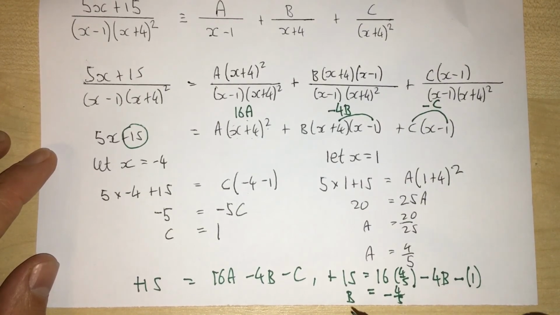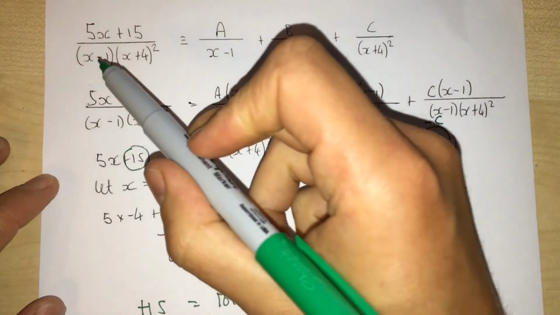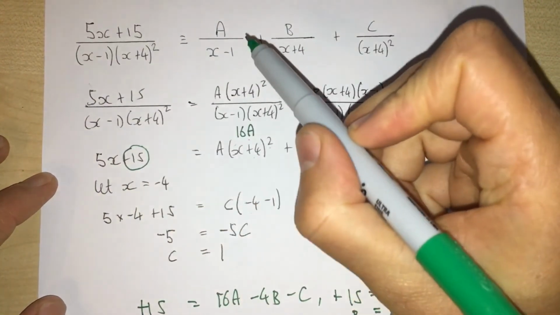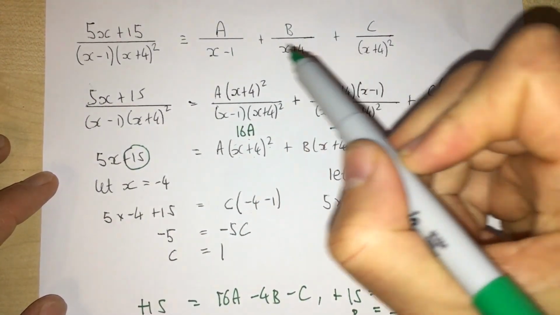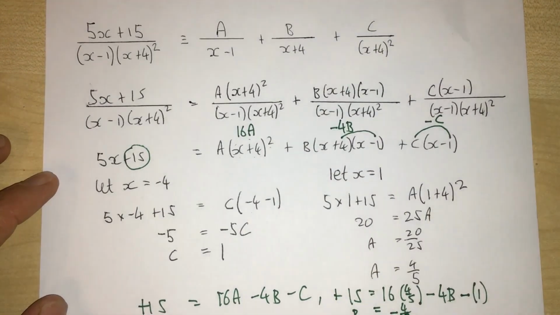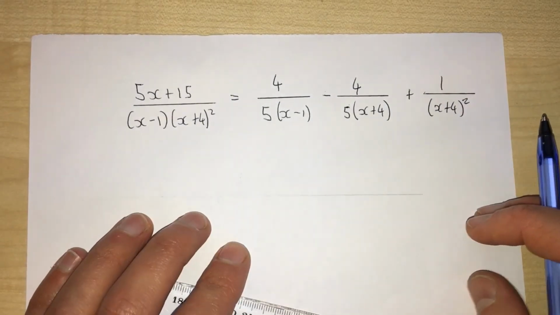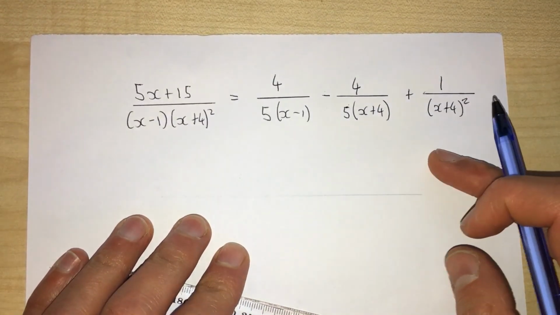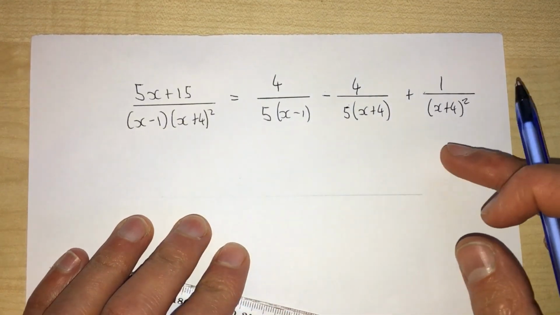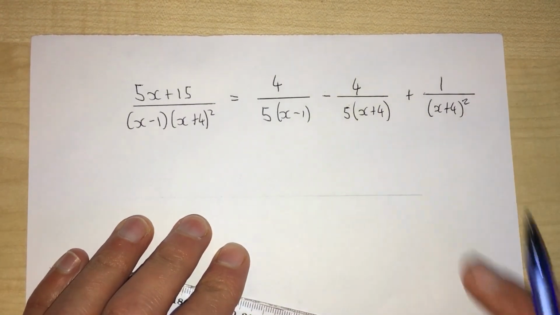And as I said previously, it's good practice to write this bit out again with the value of a, b and c filled in. I'm going to do that now. Writing it out clearly shows the examiner that you mean business and that you know what you're doing.